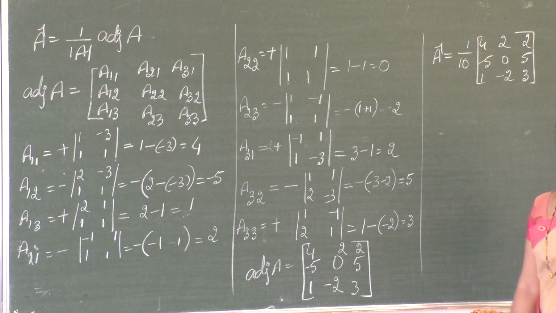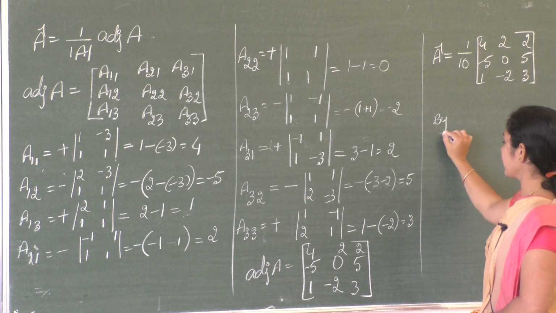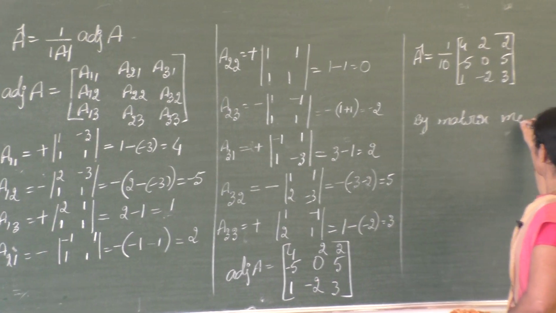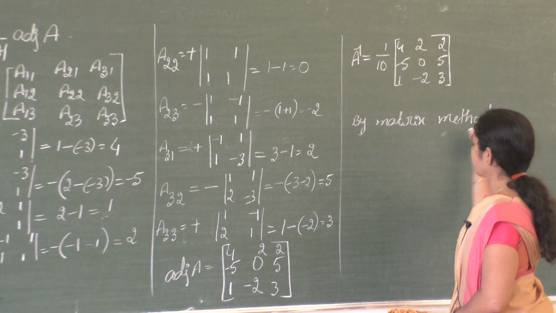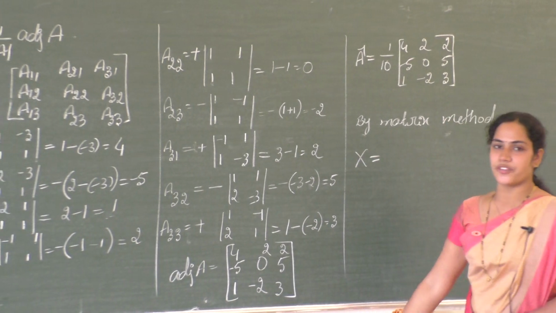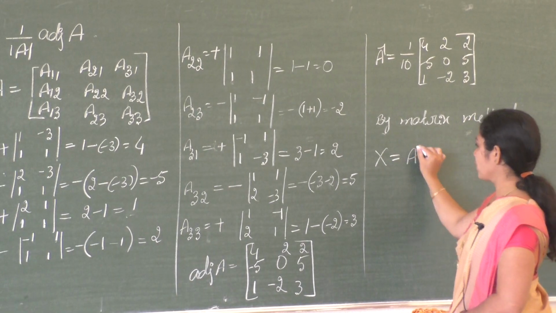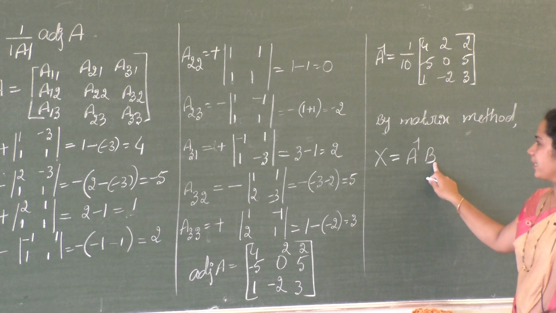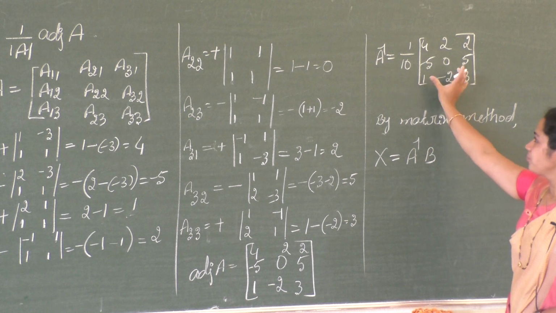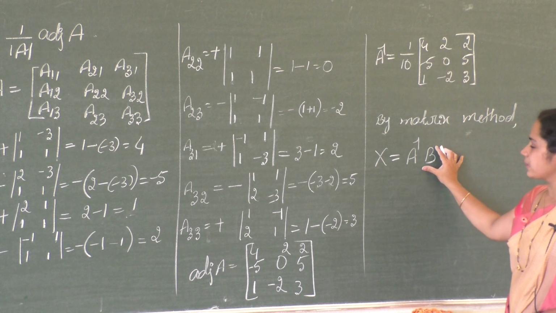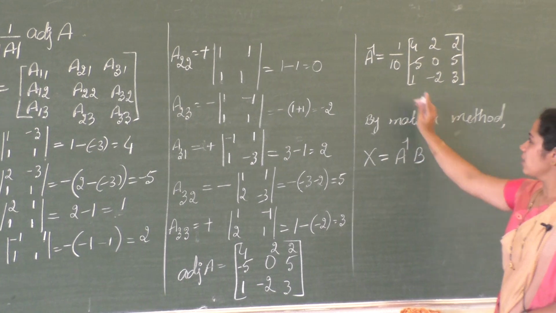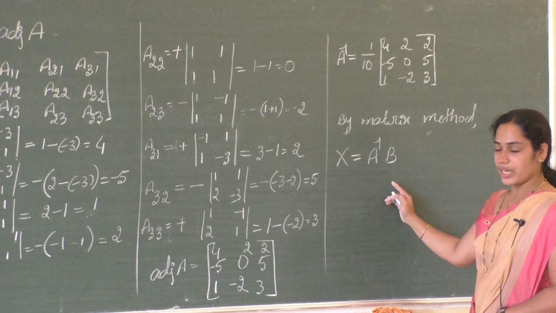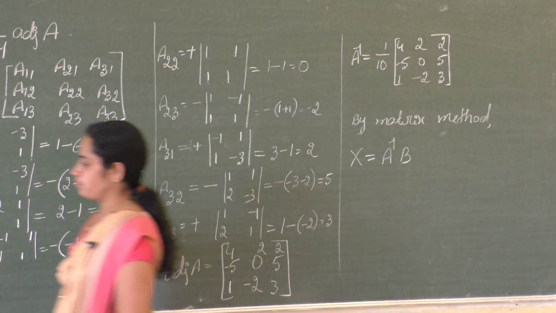Next, we need to find out x by matrix method. We have to solve for x. What is x? By the matrix method, x equal to A inverse into B. A inverse is the same value, B is the constants given in the question. So we need to multiply, then we solve for x, y and z.